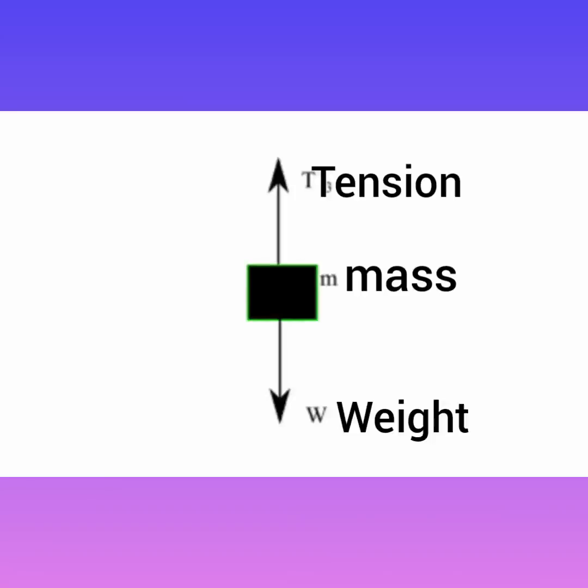Okay, T is the tension here, M is the mass, W is the weight. So, here also all the forces are acting. The tension force acts upward, and the gravitational force is pulling the object downward.